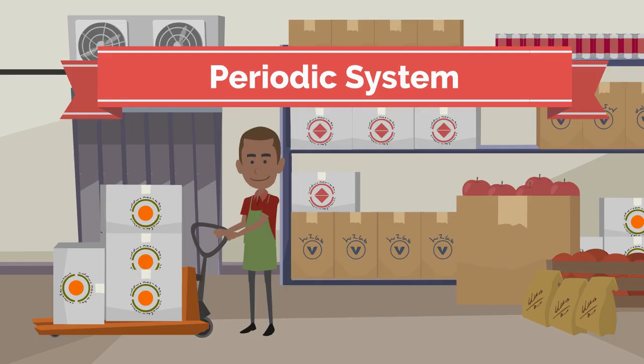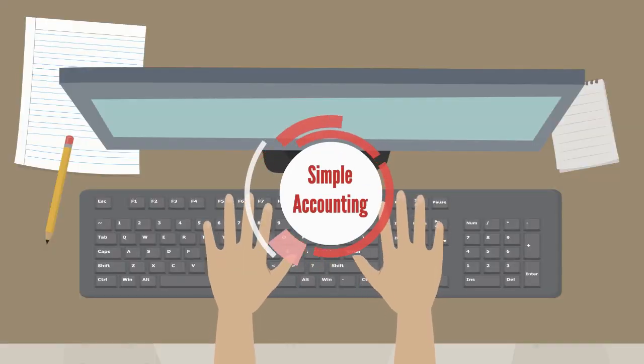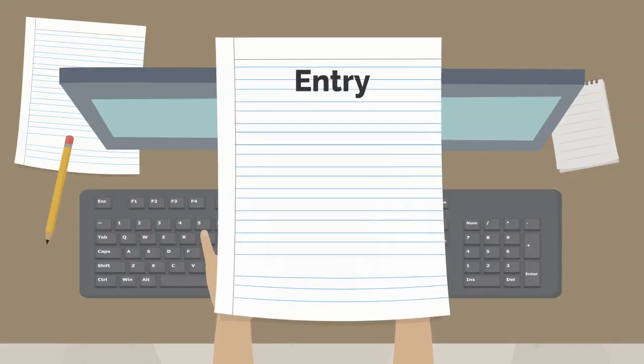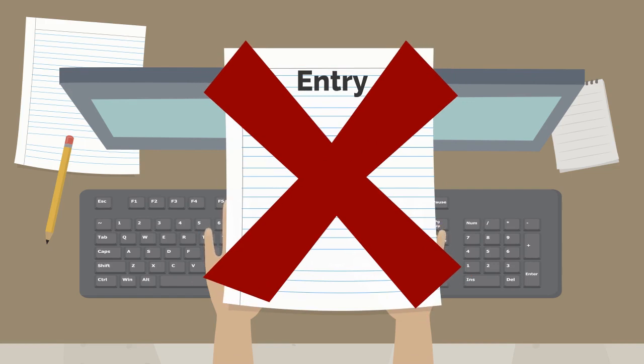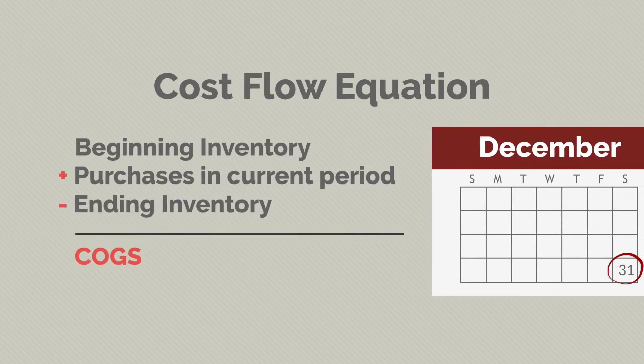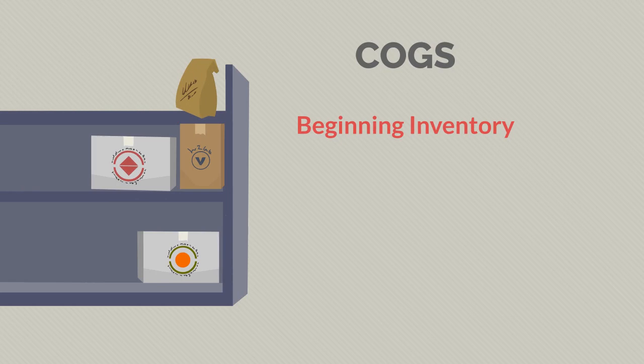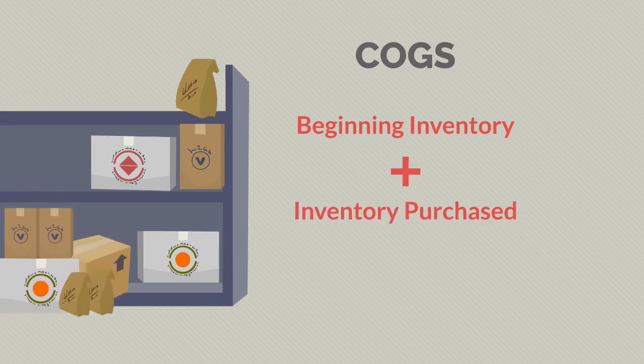On the other hand, the main advantage of a periodic inventory system is the simplicity in reading and accounting, as the system does not require an entry to be made for each sale. Instead, the cost flow equation is used once at the end of each period to determine the COGS and inventory account balances.